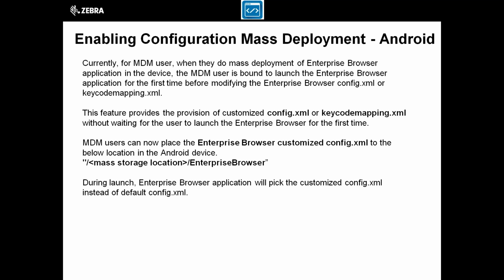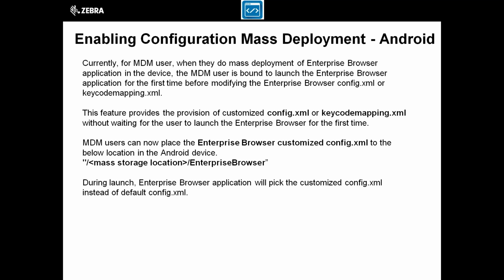So now what the user can do is have a customized config.xml and place that customized config.xml under the mass storage location / Enterprise Browser directory, which is independent of pushing the Enterprise Browser binaries, installing the Enterprise Browser application, launching, and then copying the config.xml and modifying it. It has nothing to do with the previous process.